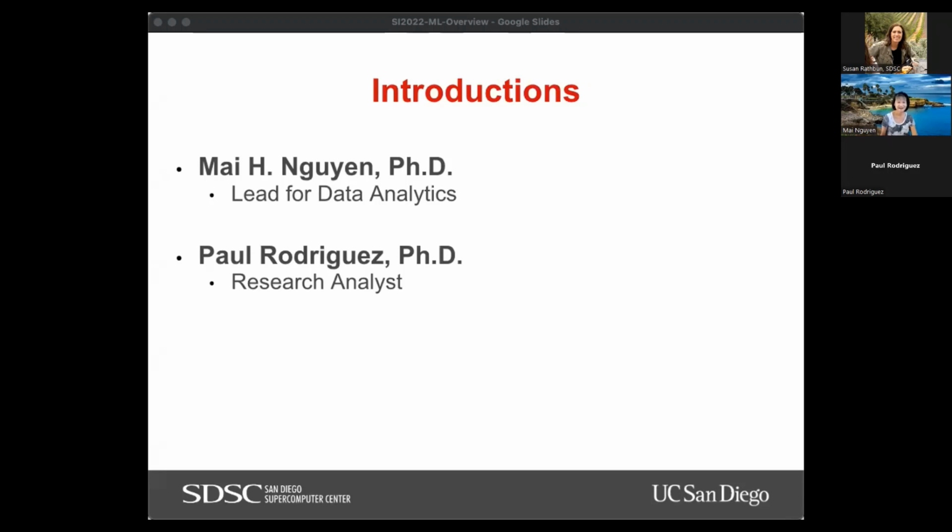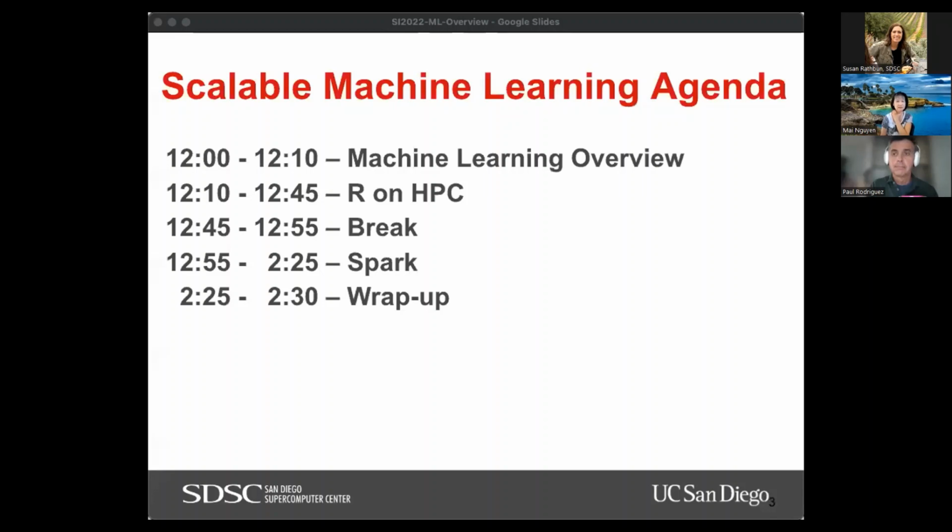So here's the agenda. We're going to start with an overview of machine learning. It's going to be pretty high level, pretty quick, but I just wanted to make sure we are all on the same page with the terms and the main concepts that we'll be covering. And then Paul will be talking about how to scale up R on HPC. And then we'll follow with a break. And then after the break, I'll talk about Spark, which is a distributed computing platform. We'll do some hands-on using Spark, and then we'll hopefully have a wrap up at the end.